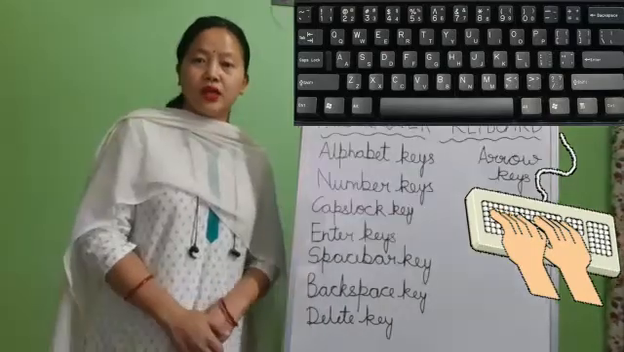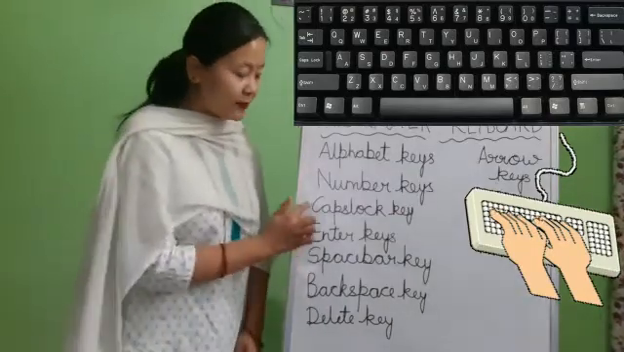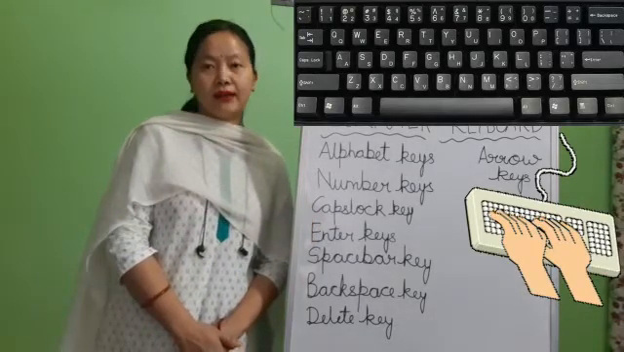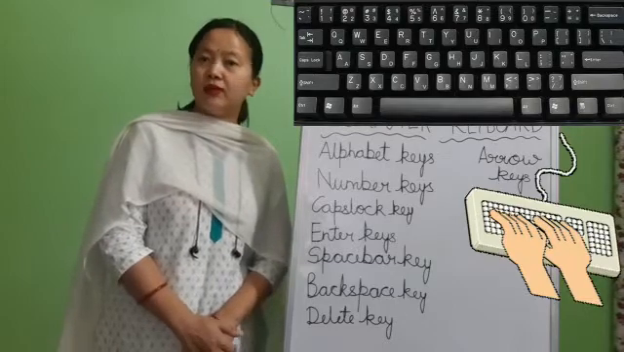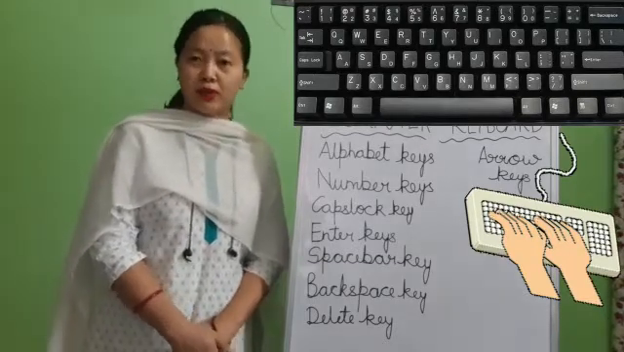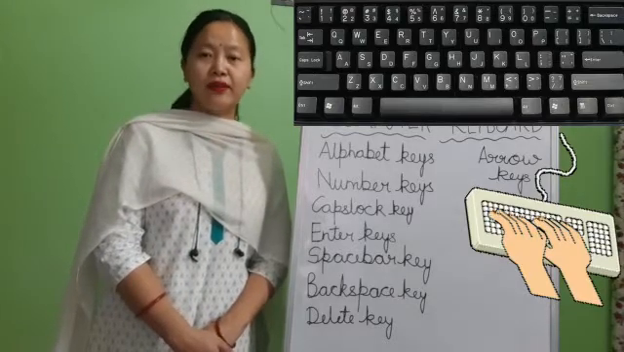Okay children? Children, next is caps lock key. Caps lock key is used to type letters in capital. When caps lock is on, letters will appear in capital. And children, when caps lock is off, letters will appear in small.